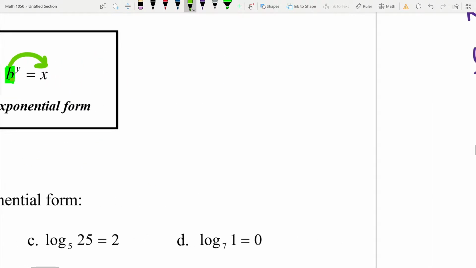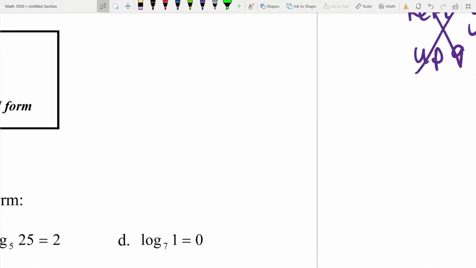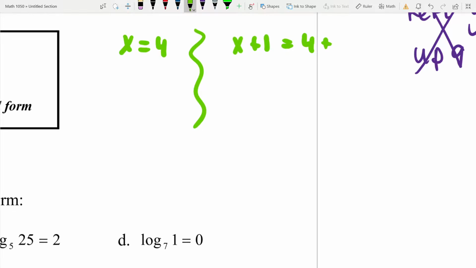One more thing I want to say is this. You don't have to write this down. If you have x equals 4, and then you add 1 to each side, x plus 1 equals 4 plus 1, those are equivalent statements. They both mean the same thing. They just look different, okay?